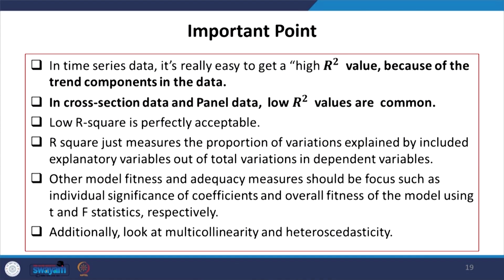R square just measures the proportion of variation explained by the included explanatory variables out of the total variation in the dependent variable. Other model fitness and adequacy measures should be focused on, such as individual significance of coefficients and overall fitness of the model using T and F statistics respectively. Additionally, look at multicollinearity and heteroscedasticity to find out the right approach.